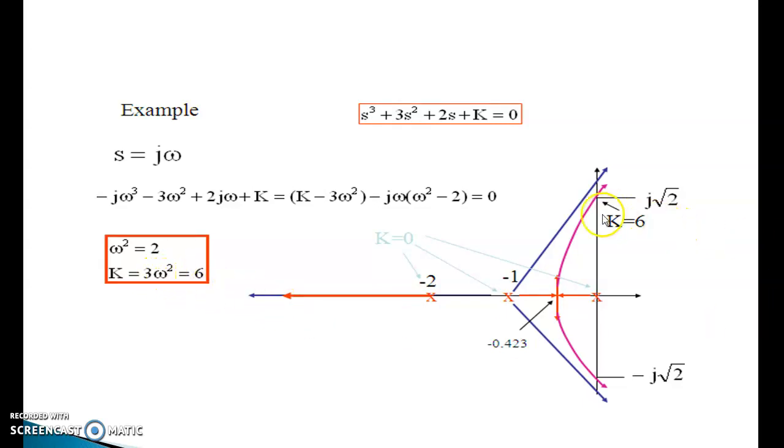So k = 6 is the point here, and the poles are located at -1, +j√2, and -j√2. So this one is the pole at -1, and the breakaway point is nothing but k = 6 here.